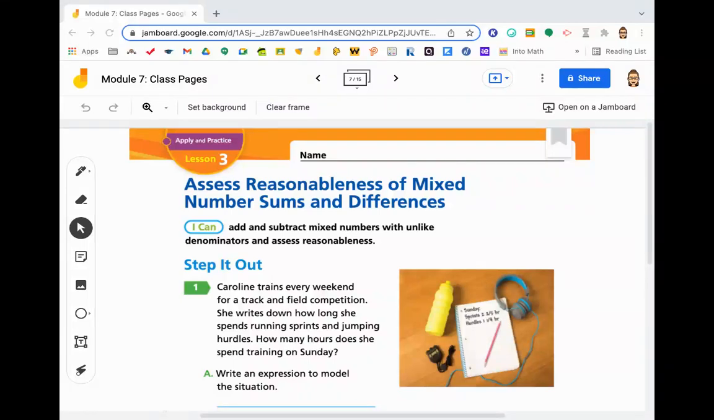Hello, my mathematicians. Today we are looking at Module 7, Lesson 3, Assessing Reasonableness of Mixed Number Sums and Differences. Hopefully by the end of this lesson, you'll be able to add and subtract mixed numbers with unlike denominators and assess reasonableness.